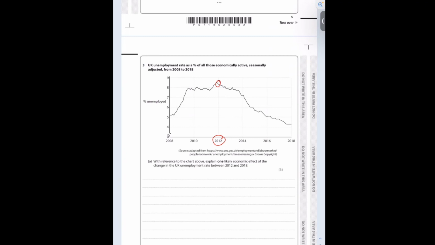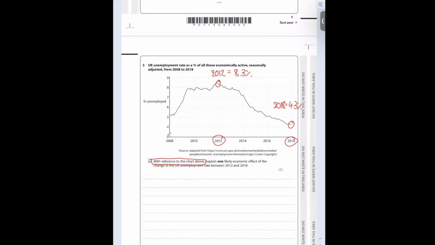That's approximately, let's say, I don't know, 2012. Let's say it's about 8.3% unemployment. And 2018 is here. We could say that that is approximately, I don't know, 4.3%. The reason why I'm doing this is because if you do not make reference to the chart above, you will not get all the marks possible for this question. So as we can see, there's been a decrease in the unemployment rate. So perhaps it could increase consumer confidence and cause an increase in consumption.